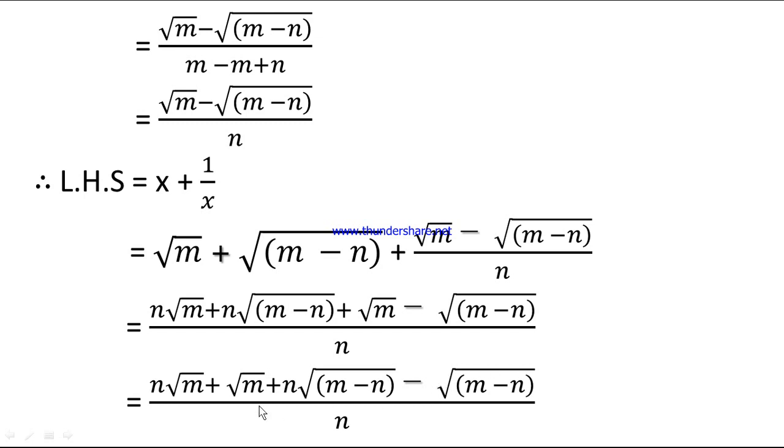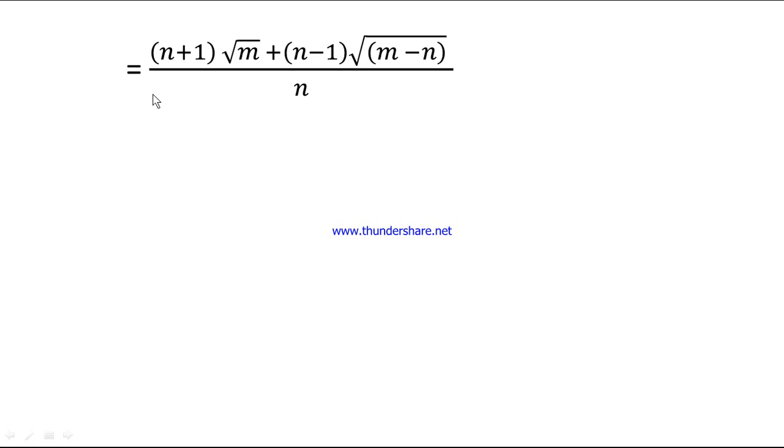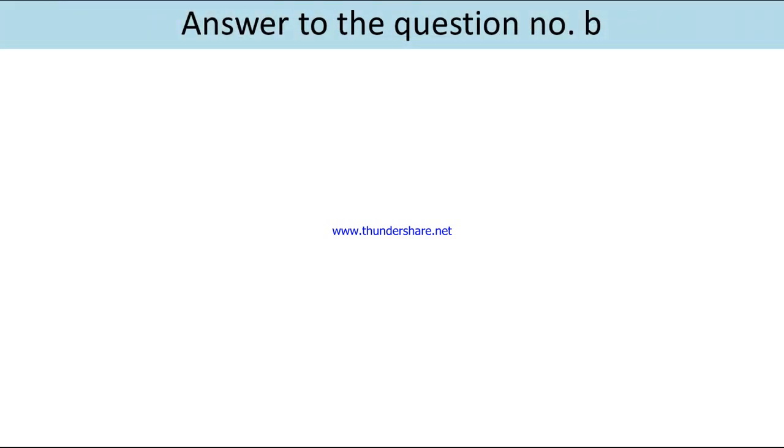So in the next line I have kept common m root over m from these two, and from these two I have kept common m root over m minus n. Then the next line will be n plus 1 root over m, and here n minus 1 root over m minus n by n. RHS is proved, I mean right hand side proved. Answer to the question number B.